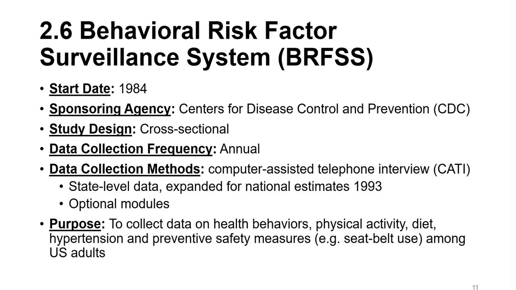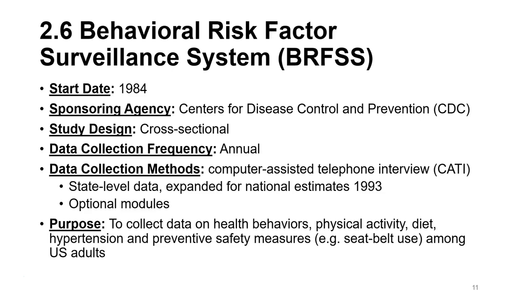Section 6.6, Behavioral Risk Factor Surveillance System. The BRFSS has been collected since 1984. The sponsoring agency for the BRFSS is the Centers for Disease Control and Prevention, or the CDC. The study design is cross-sectional. Data are collected annually. The data collection method differs from other surveys. Instead of going to an individual's home and collecting data using a computer-assisted personal interviewing system, they use a computer-assisted telephone interviewing system. The focus of the data collection has always been to provide state-level estimates.